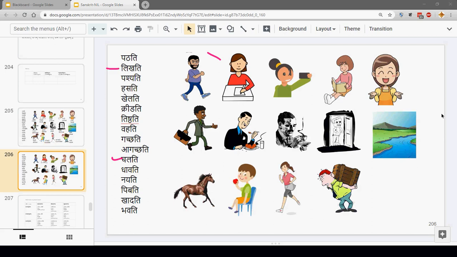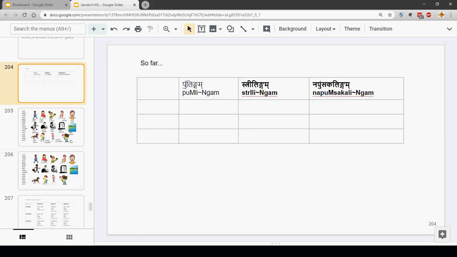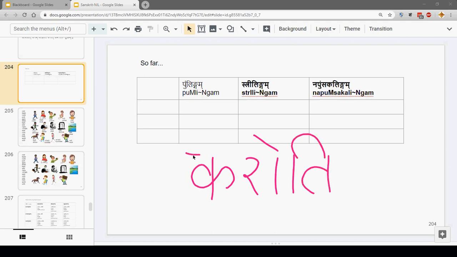I will introduce another verb. Let me write it here. One verb we have seen is asti, which is very handy and useful, which you can use in many sentences, like saha asti. Asti is very common, like we can say is. Similarly, another verb. What is this one? That's karoti. Karoti means does.